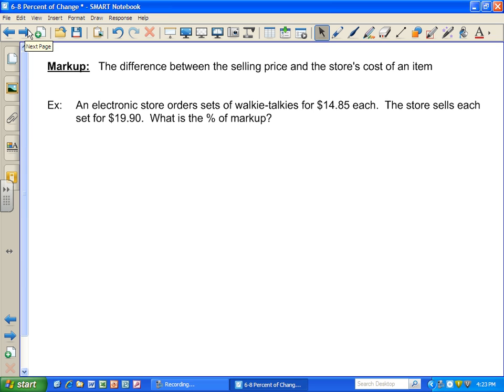Now we're going to talk about markup. Markup is the difference between the selling price and the store's cost of an item. Let's think about it. Let's just say that you go out and you buy something for 50 bucks. And let's just say a year from now, you don't really use that item anymore. You're going to go ahead and try to sell it. Well, obviously you want to try to sell it for more than what you bought it for, to make some money. That's what we're referring to when we say markup. So if you bought something for $50 and you try to sell it, you're going to mark it up and sell it for maybe 60 bucks. So you want to make obviously a profit from that. So that's what markup is.